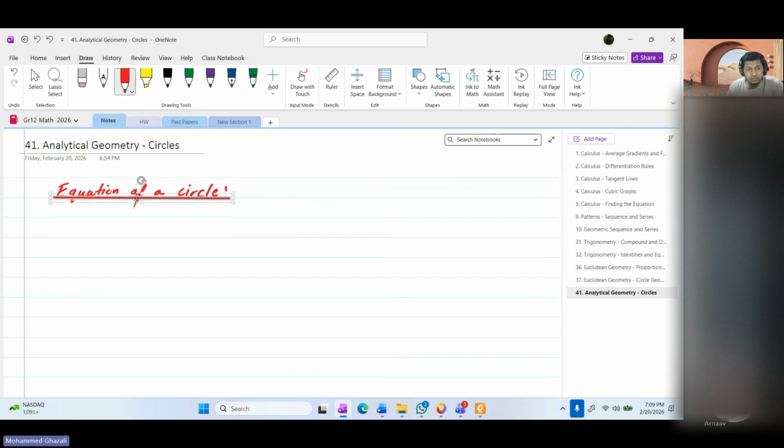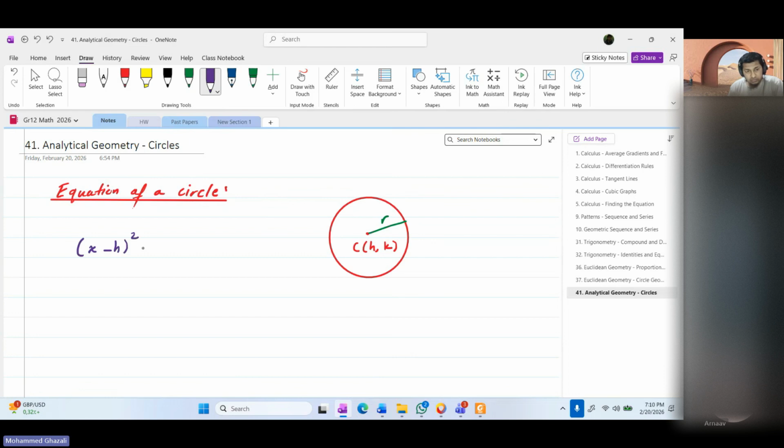Right, so what's the equation of a circle? Basically, we have a circle. Now remember, this circle has a center, right? The center is (h, k), and it has a radius r, right? So we write the equation of the circle in this form: (x minus h) all squared plus (y minus k) all squared is equal to r squared. Okay. Now this is the equation of the circle with center (h, k) and with the radius.